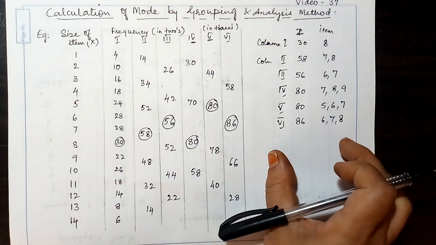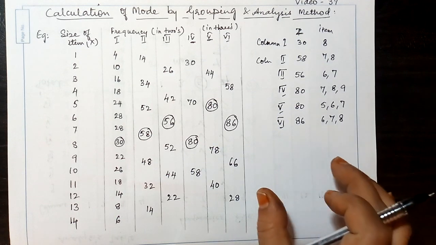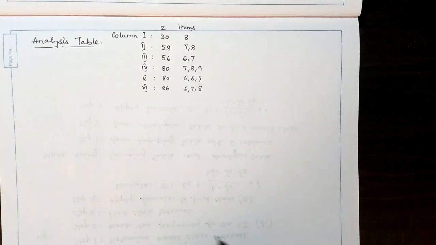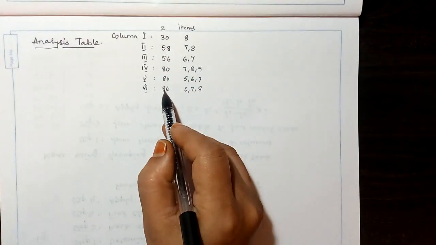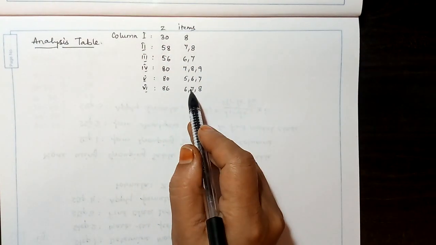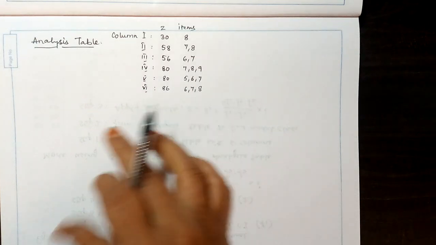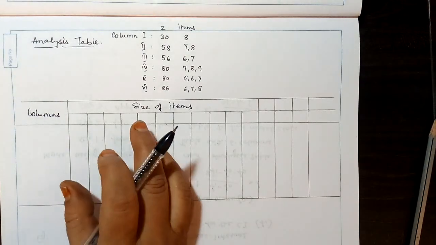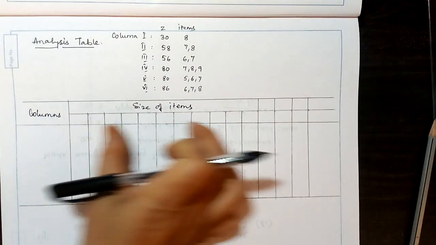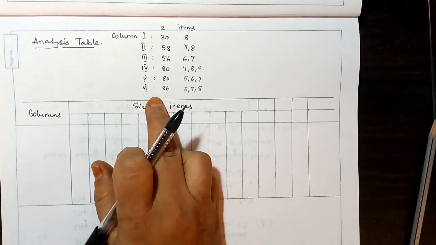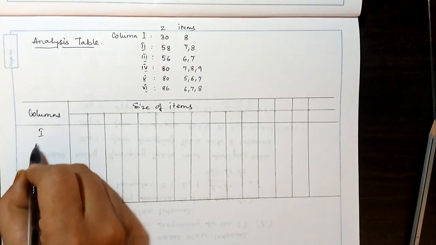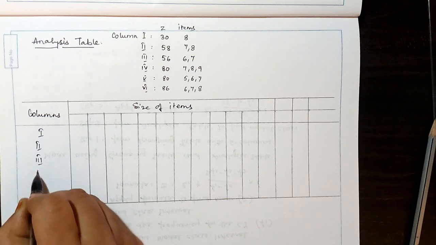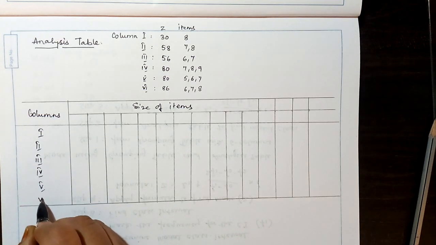Now using this, we will form the analysis table. From the grouping table, we noted the mode and the items corresponding to them. In the analysis table, we will write columns over here and size of the items over here. How many columns did we have? We had 6 columns. So let's write down 1, 2, 3, 4, 5 and 6.